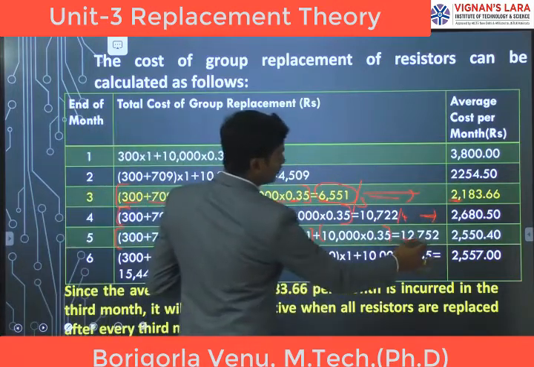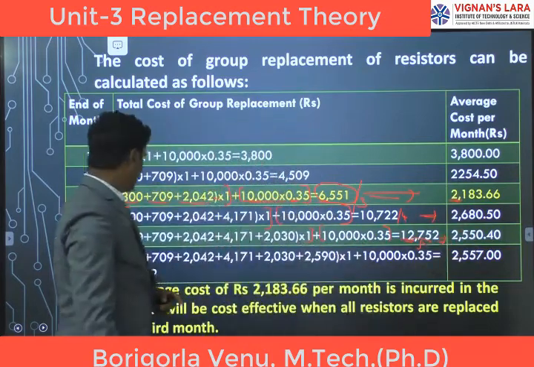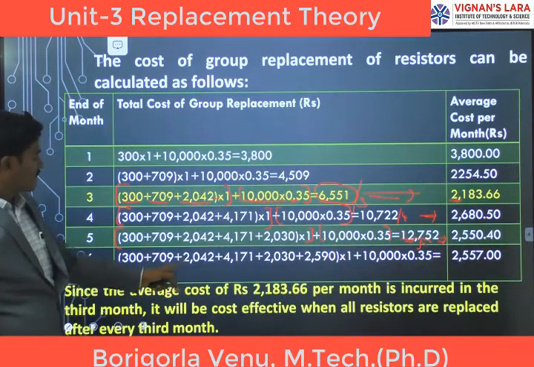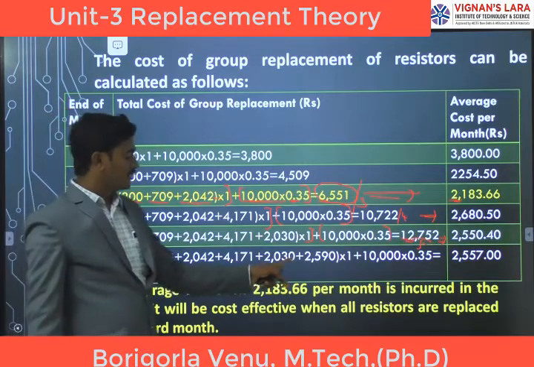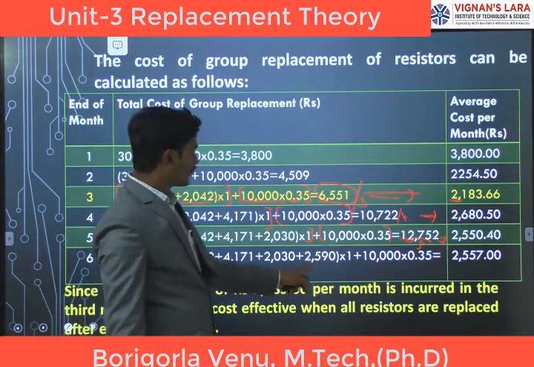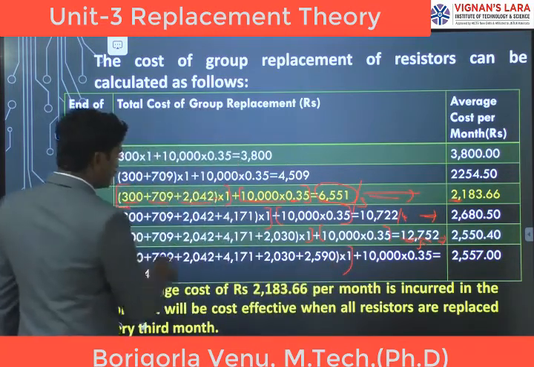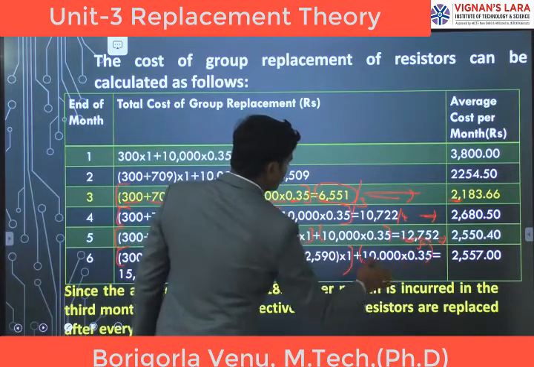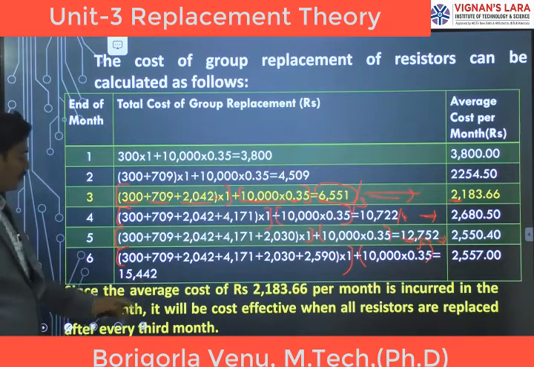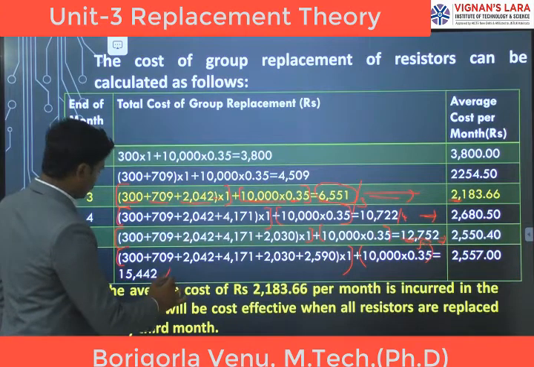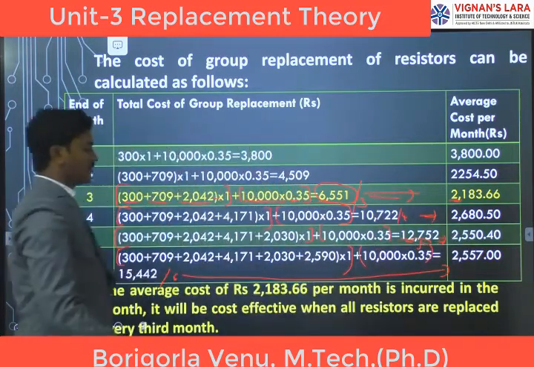Here, by 5, we get the average cost per month of 2,550. Then for the sixth month: 300, 709, 2,042, 4,171, 2,030 and 2,590 into 1 for individual replacement. For group replacement, the value is 10,000 into 0.35. From this we get 15,442, and dividing by 6, we obtain the average cost per month.